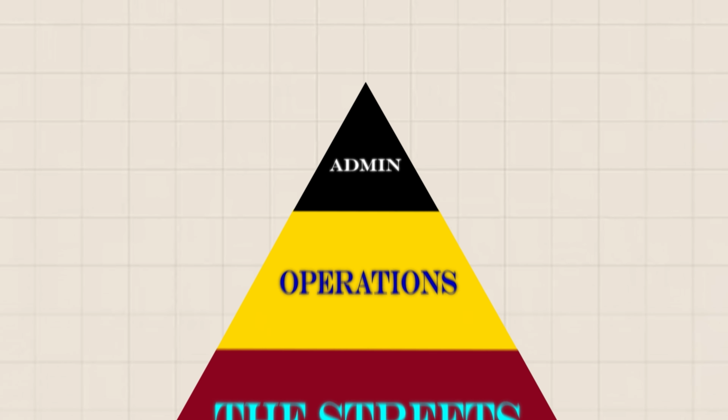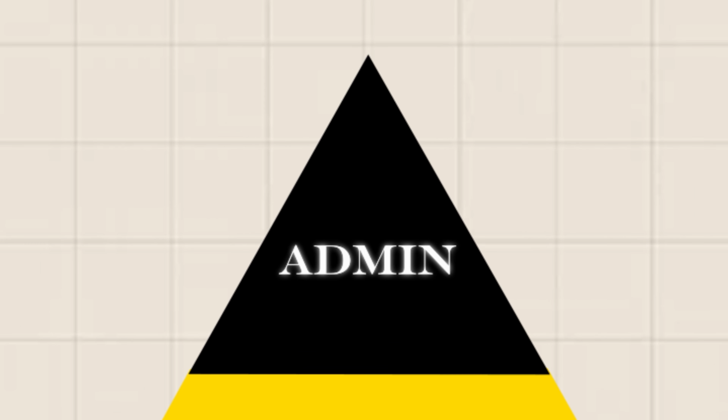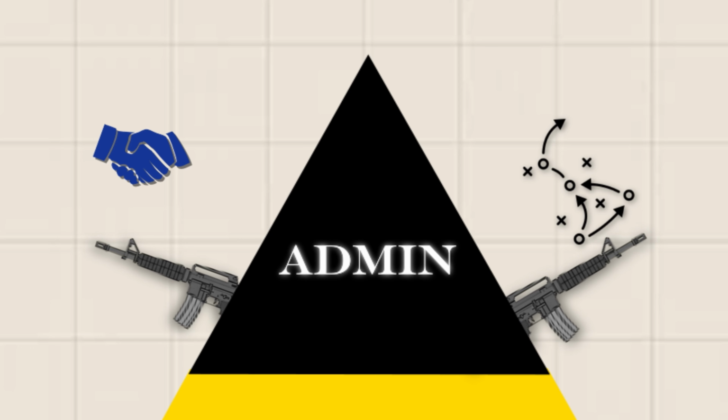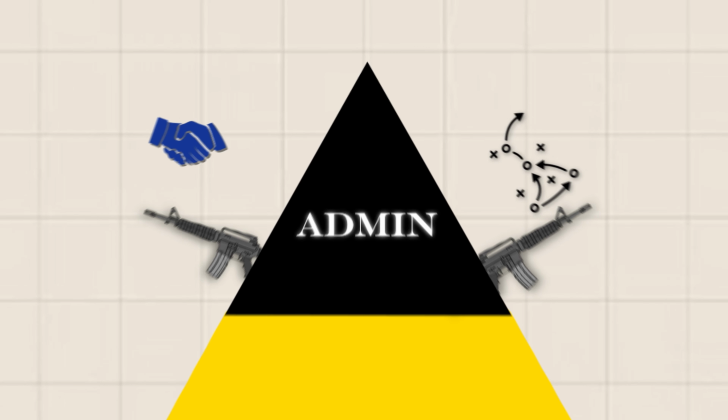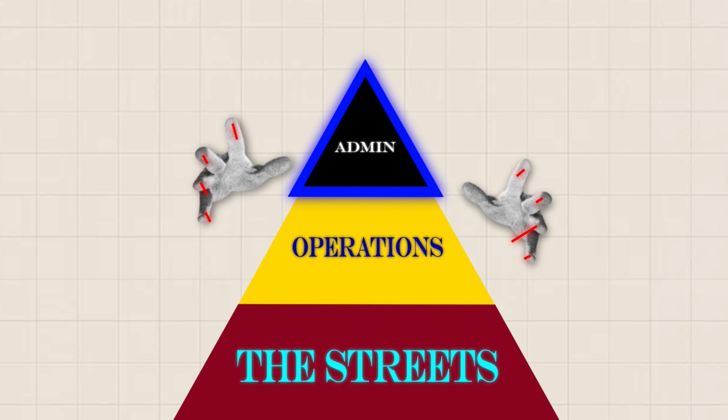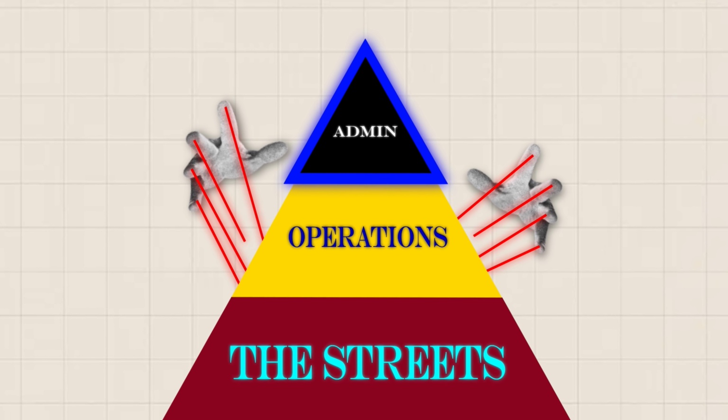The top layer of the Mafia is the administration. It sets strategy, resolves disputes, and makes decisions that determine the organization's direction. Its primary function is insulation. It controls operations without being exposed to the risks associated with carrying them out.